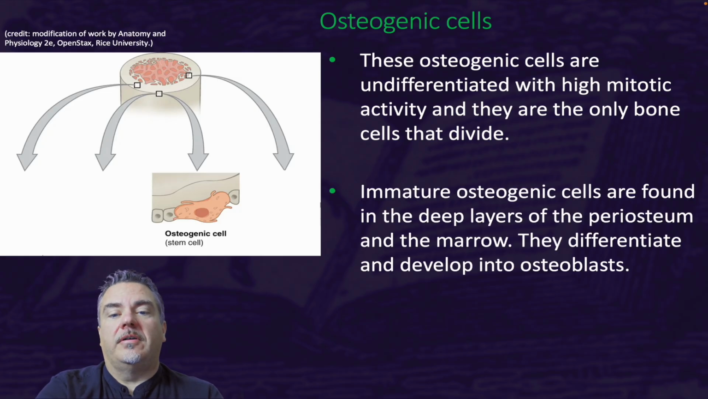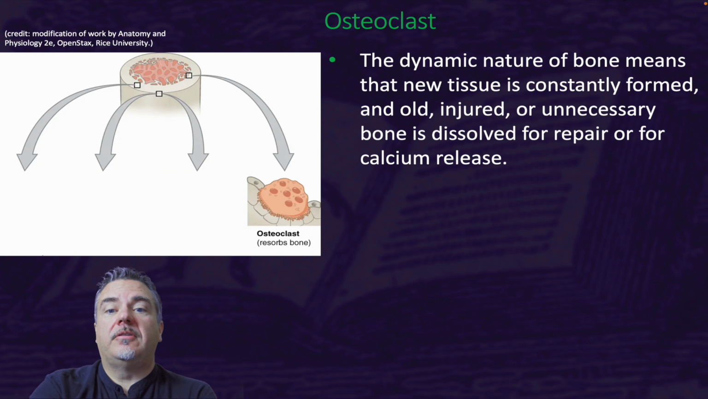Immature osteogenic cells are found in the deep layers of the periosteum and the marrow. They differentiate and develop into osteoblasts. The dynamic nature of bone means that new tissue is constantly formed and old, injured, or unnecessary bone is dissolved for repair or for calcium release.